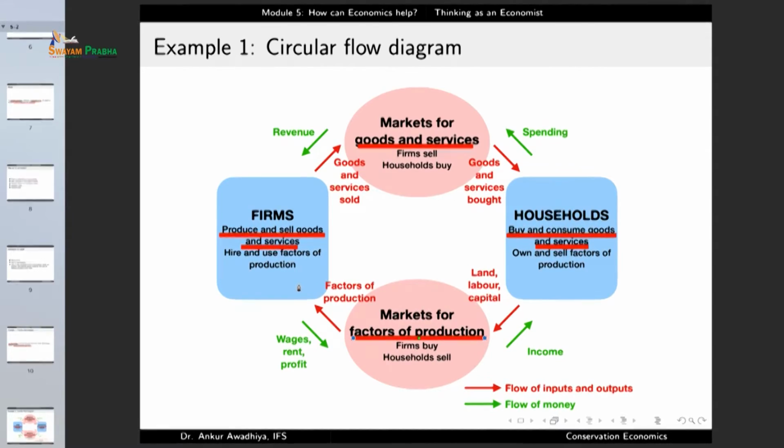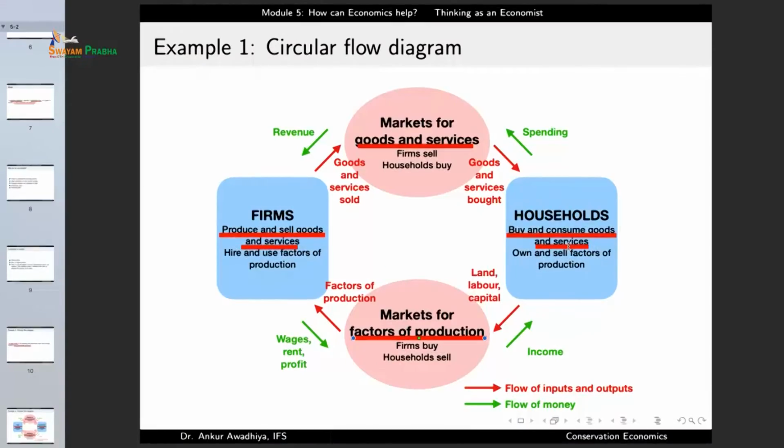So the firms are buying the labor of people who reside in the households, or the firms are buying the land, or they are renting the land that is owned by different people. So the firms are buying here, and when the firms are buying, they will be spending the money that they have. So in this case, the rupee is moving from the firms through this market of production into the households. So the firms are paying the wages, rent, and profit.